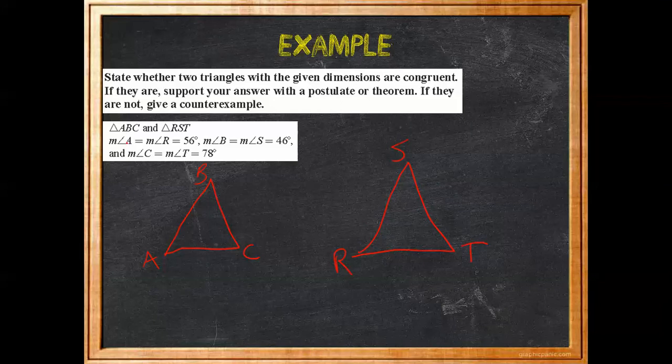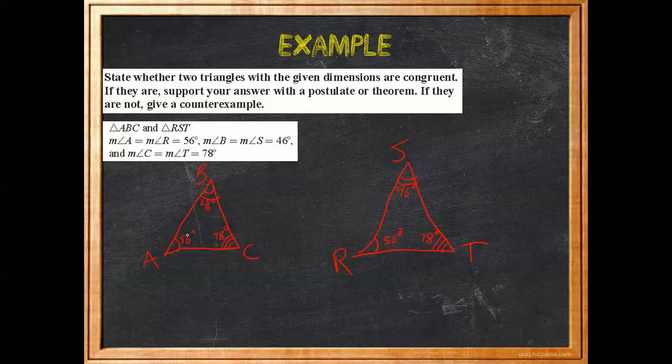We're given that the measure of angle A is equal to the measure of angle R, they're 56 degrees. And then we're also given that the measure of angle B equals the measure of angle S, which is 46 degrees. And then we're given that angle C equals angle T, which is 78 degrees.